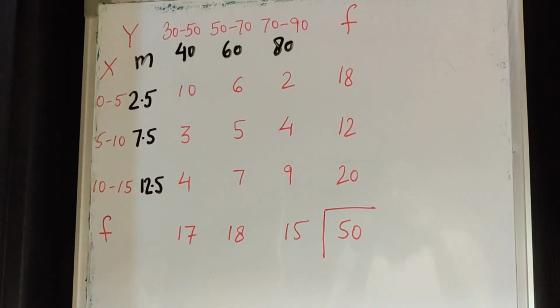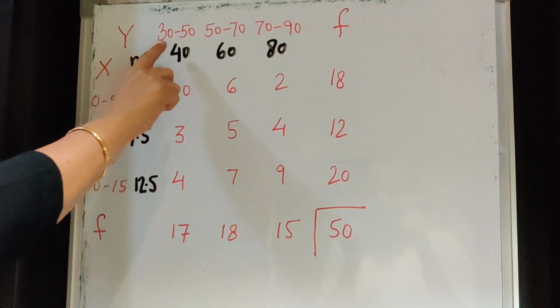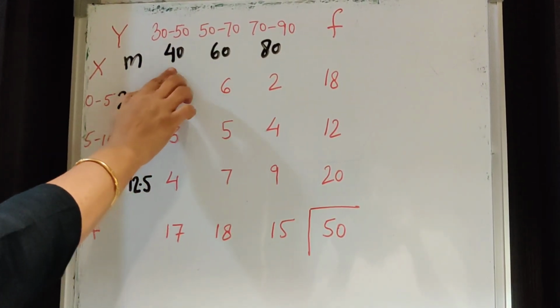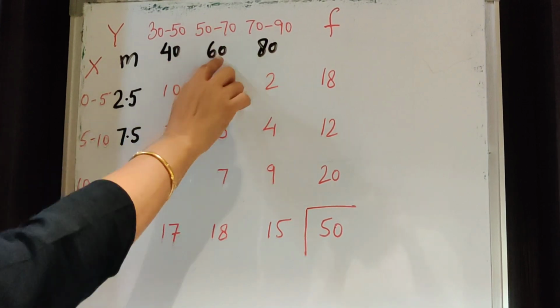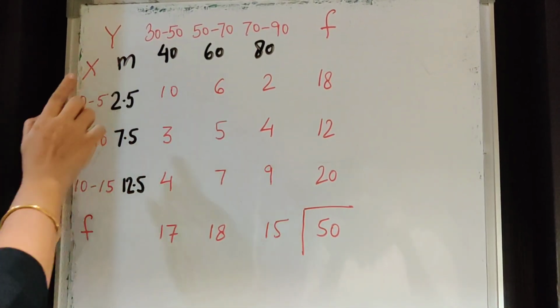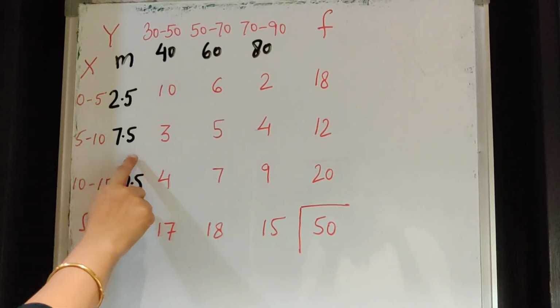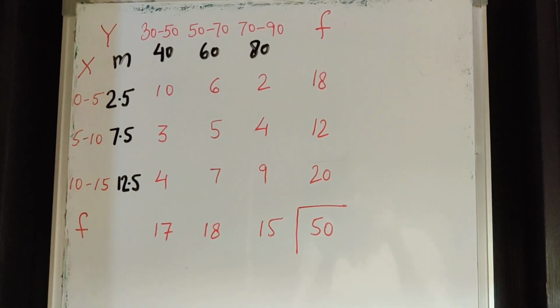The first step is to find the mid value represented by M. So between 30 to 50 is 40, I am marking it here. Between 50 to 70 it is 60. So I am marking the mid values related to Y. Likewise, related to X, I am marking the mid values 2.5, 7.5 and 12.5.